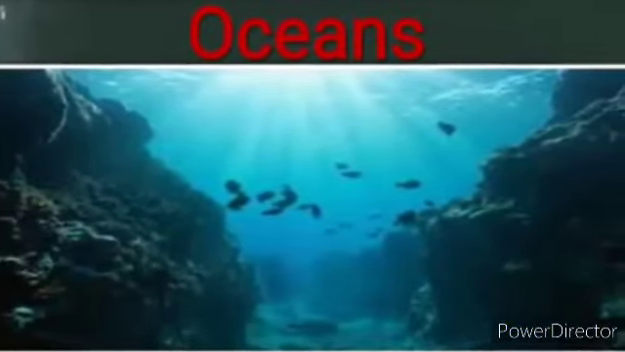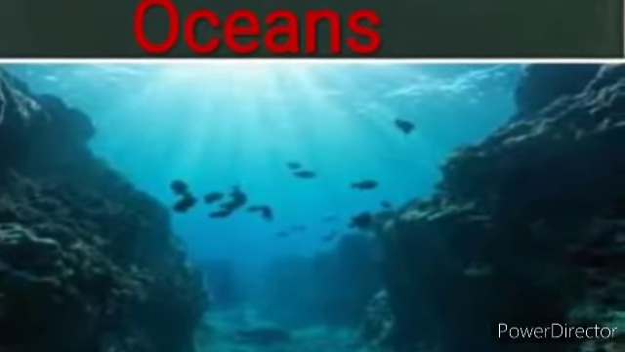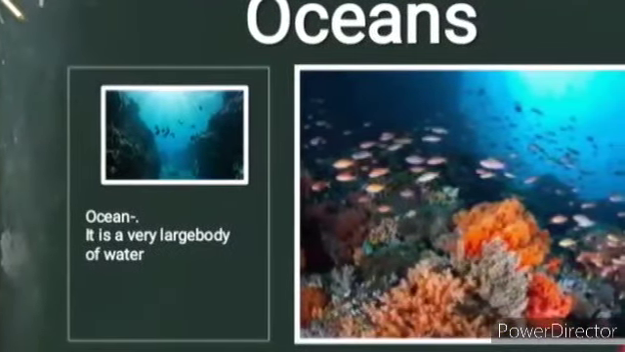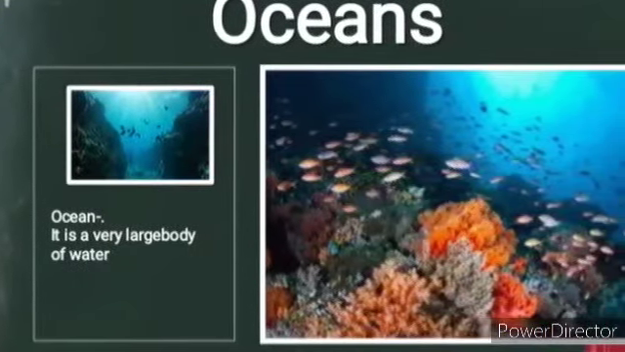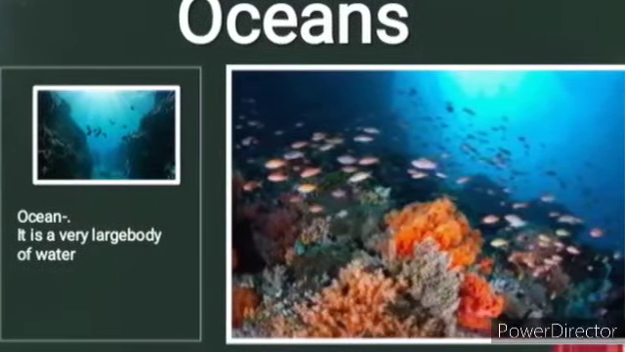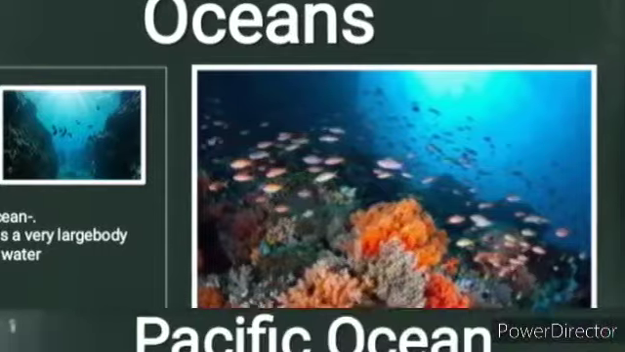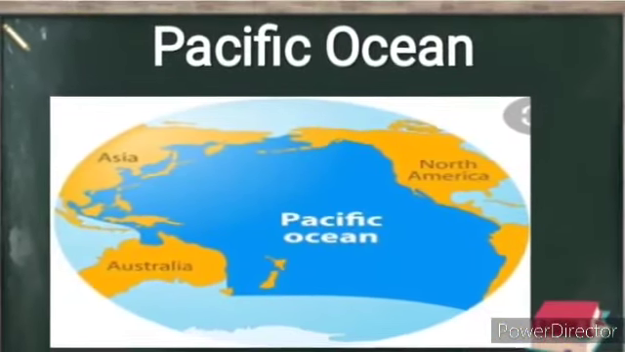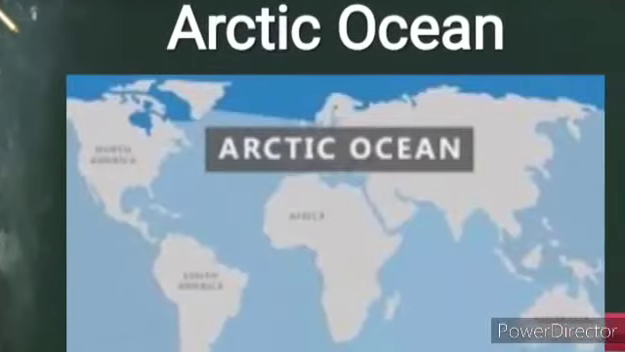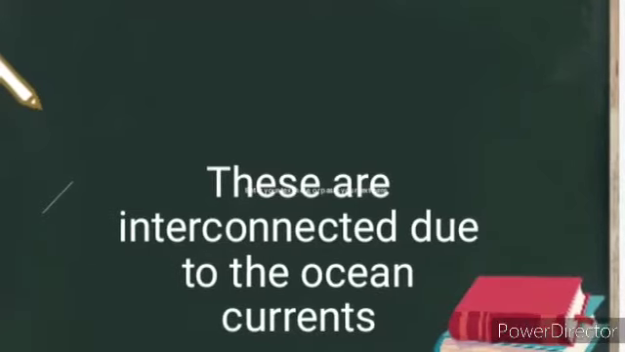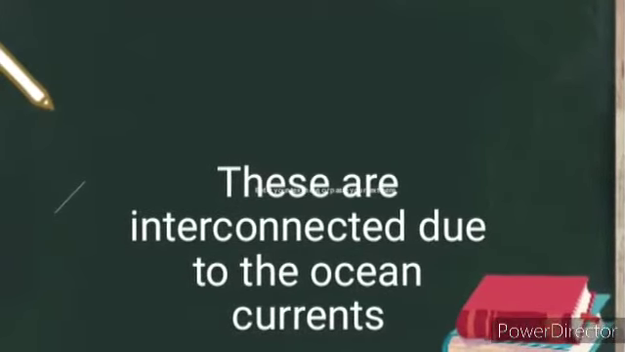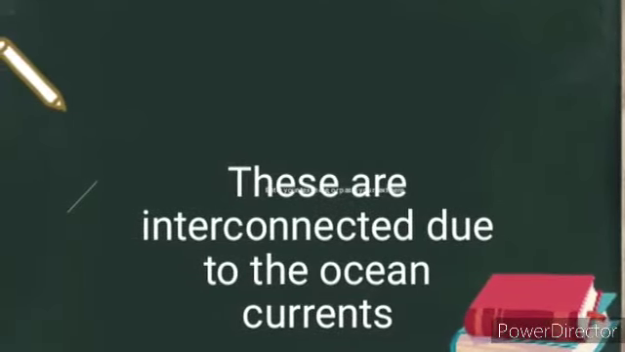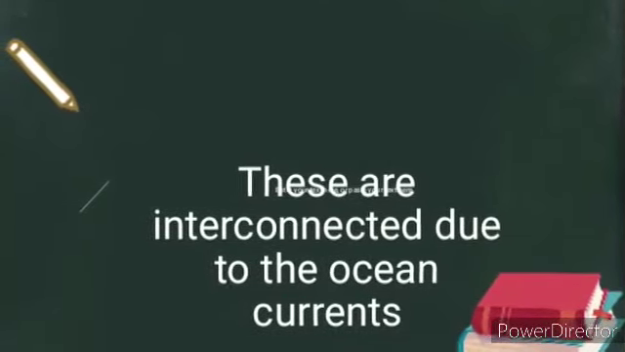Now about oceans. An ocean is defined as a very large body of water. As we know, the oceans are a home to many plant and animal species. There are 5 major oceans: Pacific Ocean, Atlantic Ocean, Indian Ocean, Southern Ocean, Arctic Ocean. These are interconnected due to the ocean currents that circulate water all over the surface of the earth.